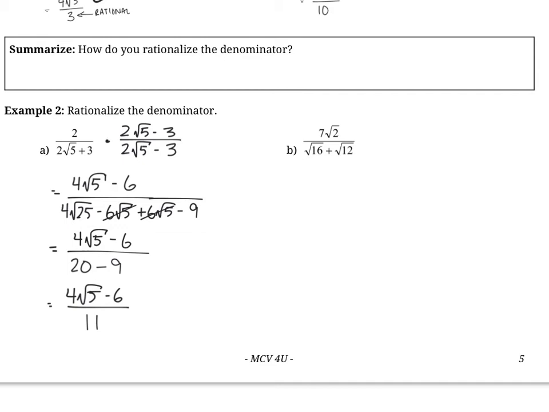So this little trick, if we go back to the beginning here, the little trick to multiply by the thing with the opposite sign in the middle, that's called using the conjugate. This thing right here is called the conjugate. And it is conjugate to 2 root 5 plus 3. So the conjugate is just the thing with the opposite sign.